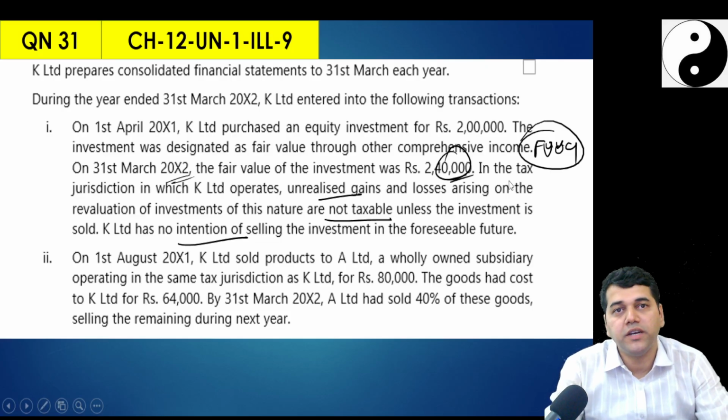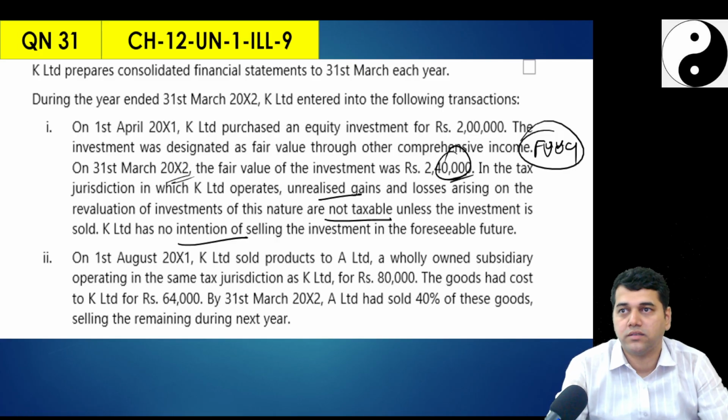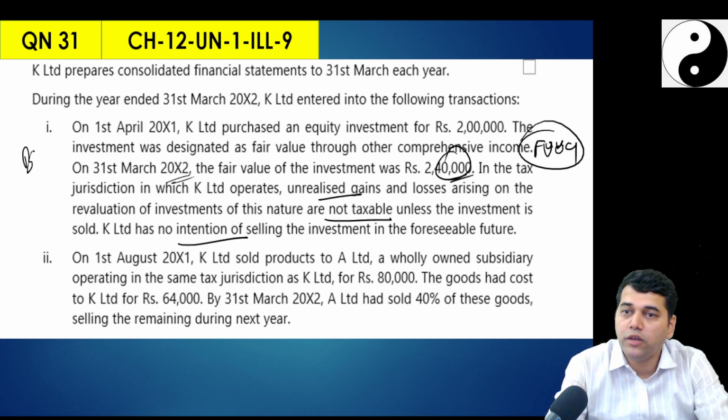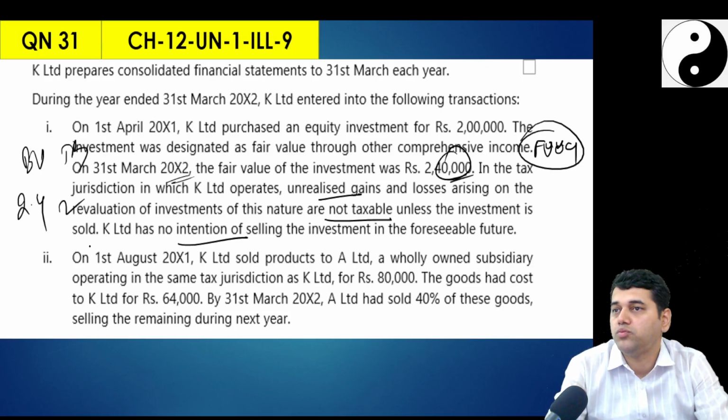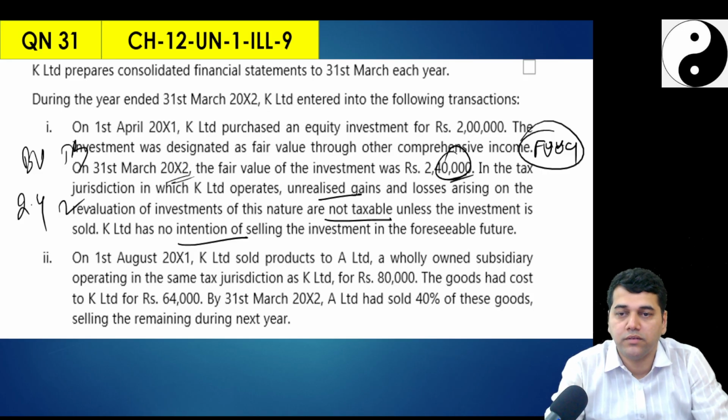So is it a temporary difference? Yes. Are you going to get a deferred tax asset or liability? Deferred tax liability. Why? Because your book value is 2.4 and tax base is 2. On the 40, you are going to create a deferred tax liability. One day or the other, the liability is going to come on your head.